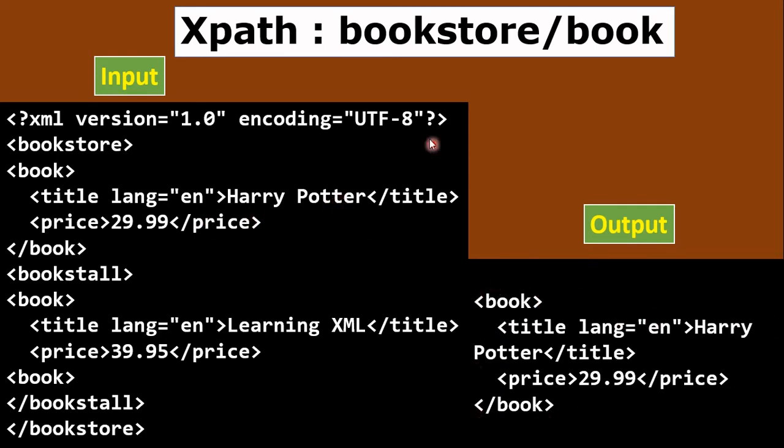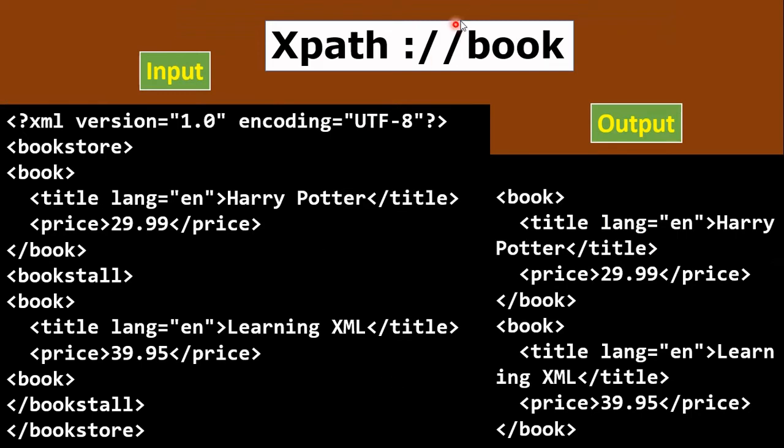And if you want the second book, you can write bookstall. If you write bookstall in place of bookstore, then we will be able to retrieve this particular value here. So this is another way of writing an XPath expression.